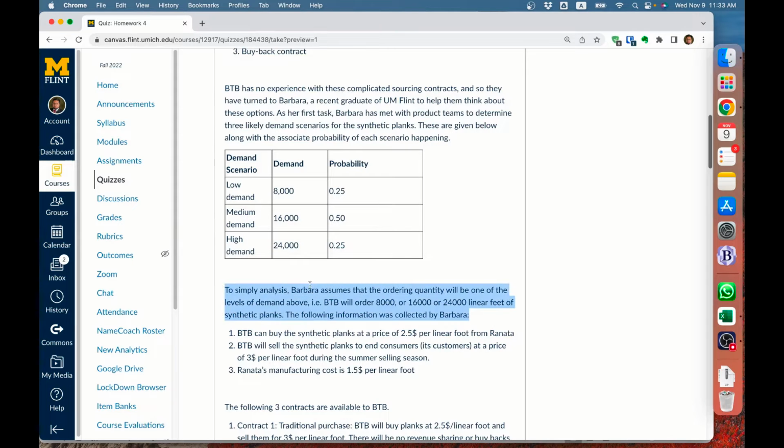So Barbara could order any number between 0 and 24,000. But to keep things simple, she's going to pick either 8,000, 16,000, or 24,000 as her order quantity. Now, the analysis we're going to do next can easily be extended to allow Barbara to pick any number for the order quantity, and the way we do the analysis in Excel would still work out. Just make the Excel sheet a little bit more complex or involved.